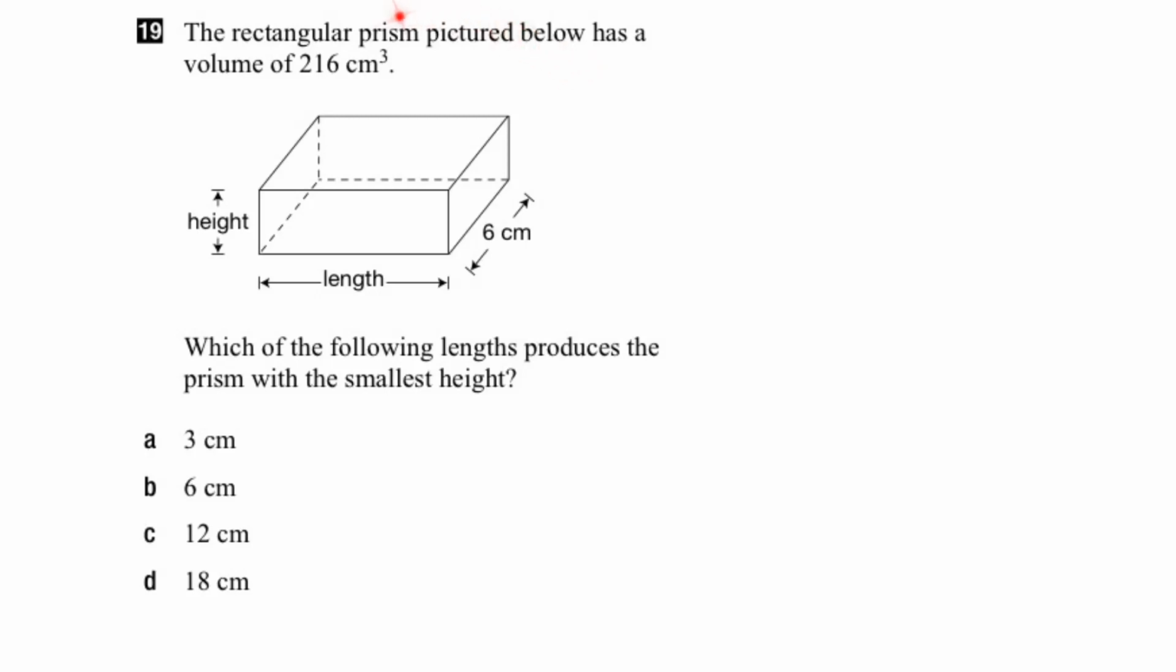In this question, we're given the diagram of a rectangular prism, we're given the volume of the prism, and we're given the width of the prism. And we have to determine which of these lengths will give us the smallest height.